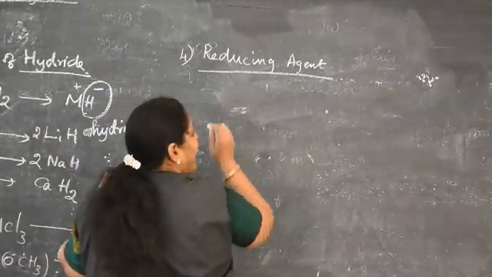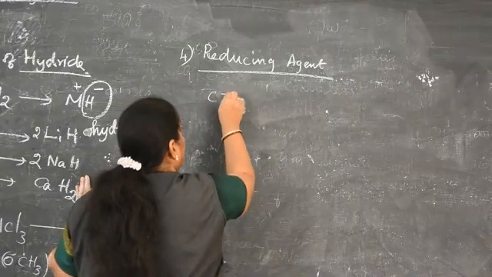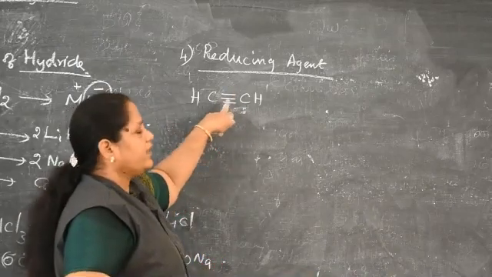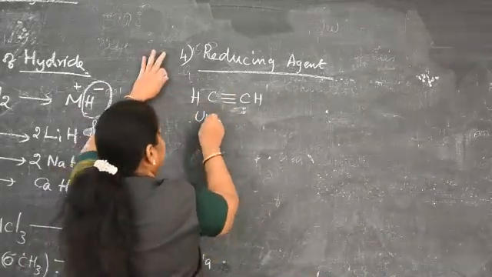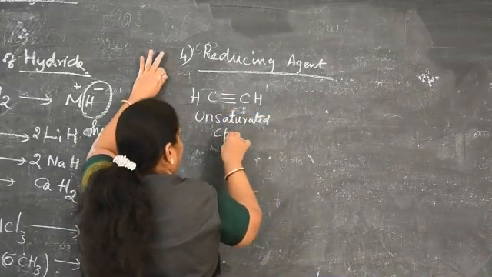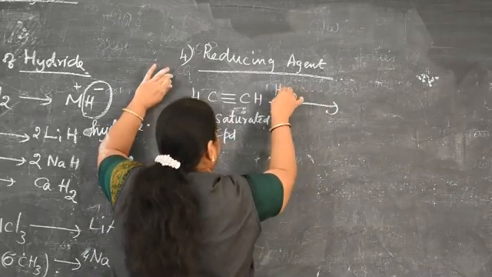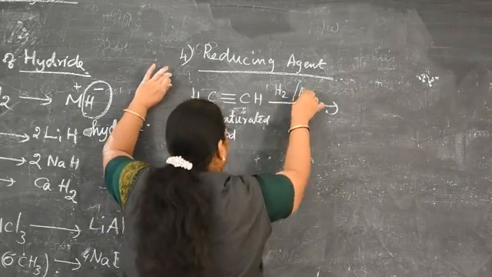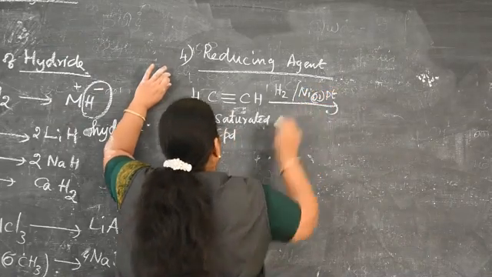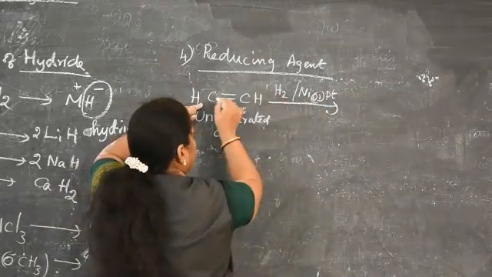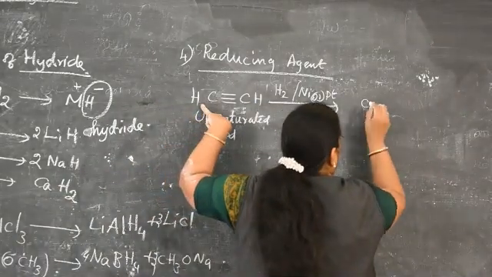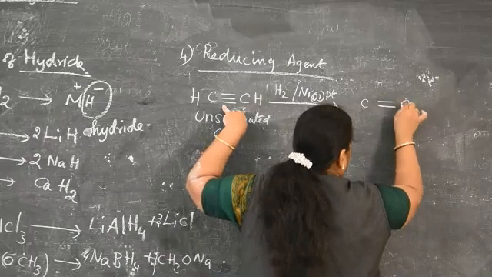So here I take a triple bond compound. The simplest triple bond compound is acetylene. Between the carbons, a triple bond is there. It is called an unsaturated compound. It reacts with hydrogen in the presence of nickel or platinum as a catalyst, either platinum or nickel. Now I add these two hydrogens, this is an addition reaction. So the triple bond is converted into a double bond.